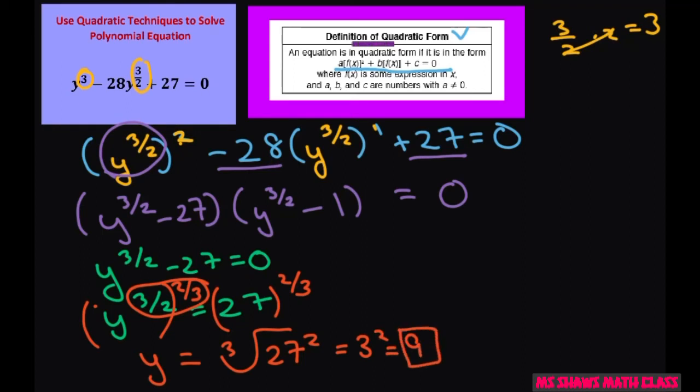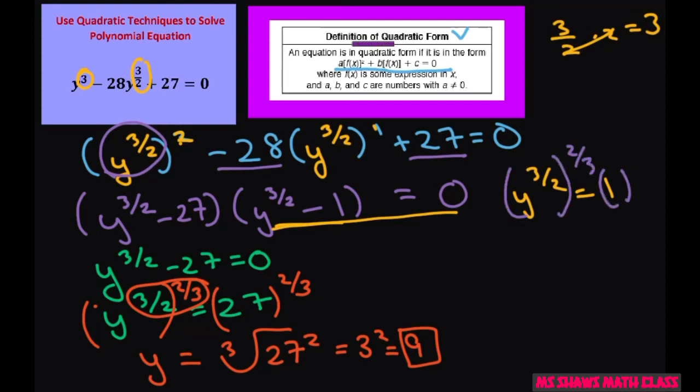Now we do the same thing for this one. So we set this whole thing to equal 0. That gives you y to the 3 halves equals 1. Power both sides up by 2/3. So this isolates your y, and y equals 1. So that's the cube root of 1 squared, and that just equals 1.